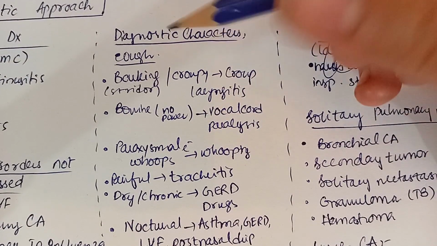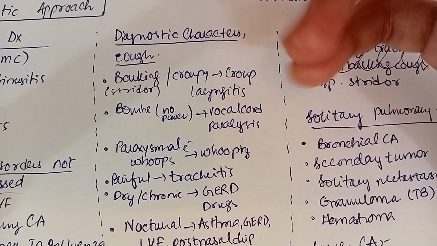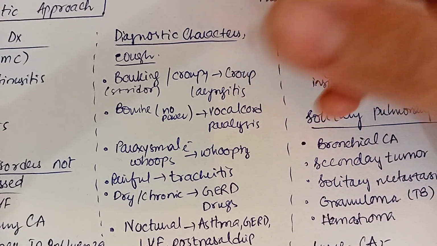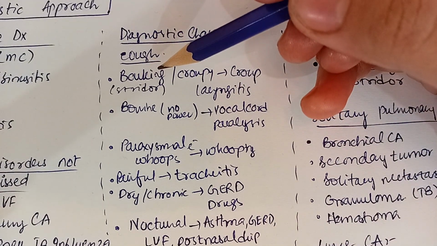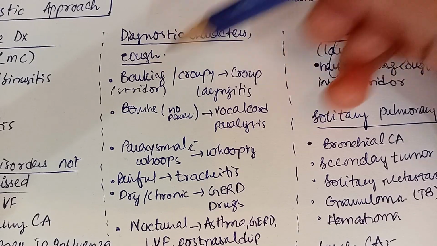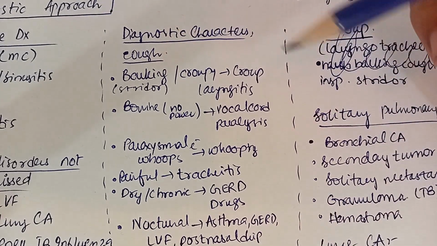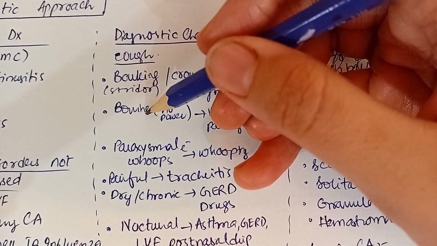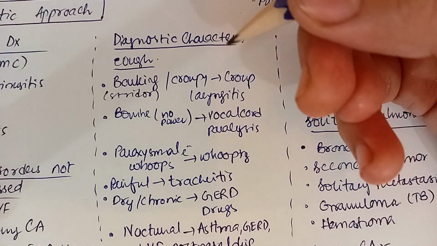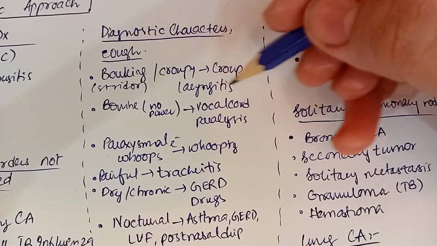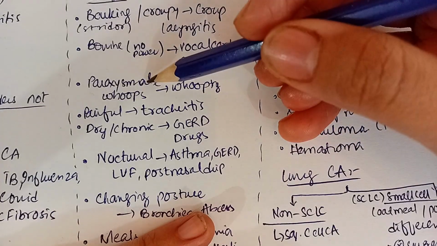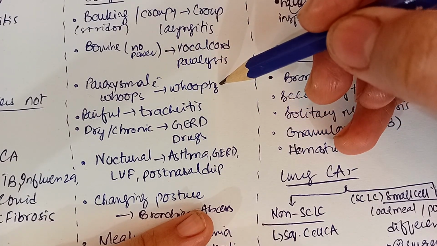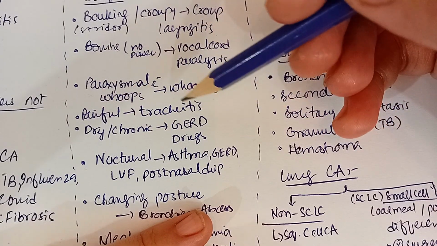Moving forward, we have some diagnostic characters of every cough, and every underlying disorder has a different kind of cough. For example, if the patient, especially a child, has a barking or croup-like cough and stridor is present, it can be due to croup and laryngitis. If the cough is bovine, which has no power and is very weak, it can be due to vocal cord paralysis. Paroxysmal episodic cough with whoops can be in whooping cough. If the cough is painful, it is due to tracheitis.